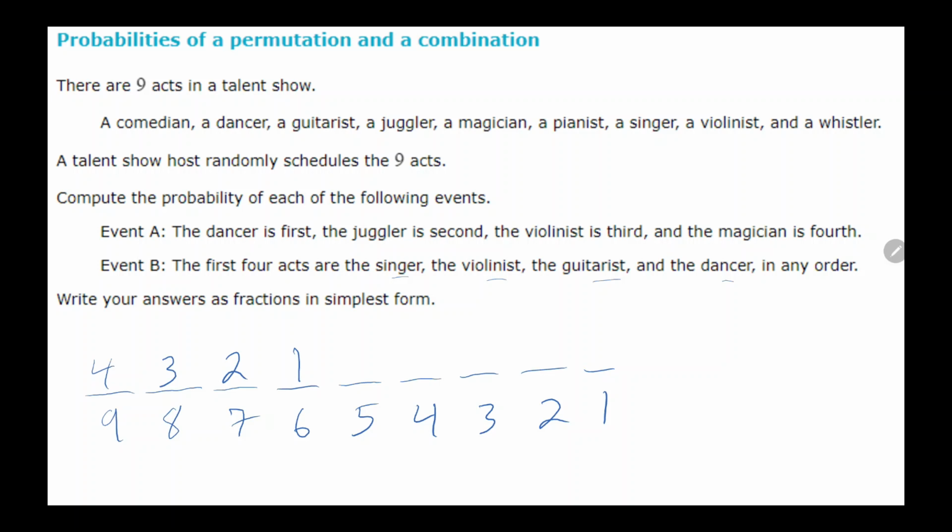Okay. And then out of everyone that's left, the other 5 acts, we still have to choose them. And we can choose them in any order. So 5, and then we choose 1, so it goes away, and we have 4 choices. We choose 1, so it goes away. 3, 2, 1. Same thing's happening.